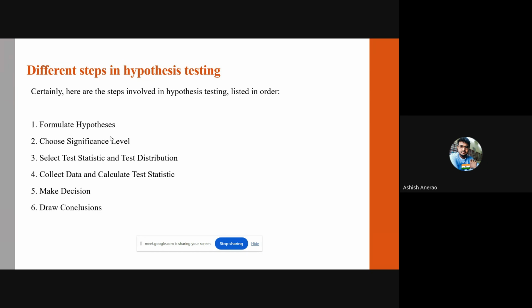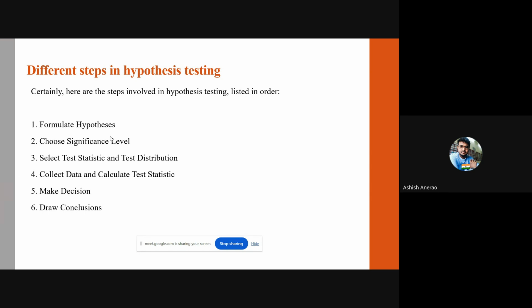The next step is to choose the level of significance. Level of significance is again a very simple concept. In statistics, there are two concepts: one is the confidence level, and the other is the level of significance. Confidence level shows the possibility that our null hypothesis is true, and level of significance shows the possibility that our null hypothesis is false.